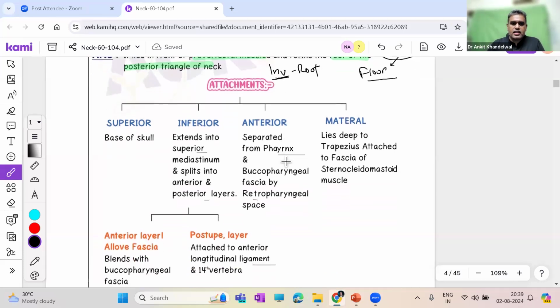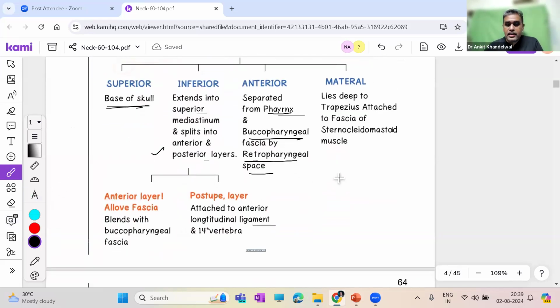Again, the attachment superiorly, you can see, is at the base of the skull. Inferiorly it goes and splits into a couple of layers. Anteriorly, it is separated from the pharynx by the buccopharyngeal fascia and retropharyngeal space. We'll see that, or let me just show you now.